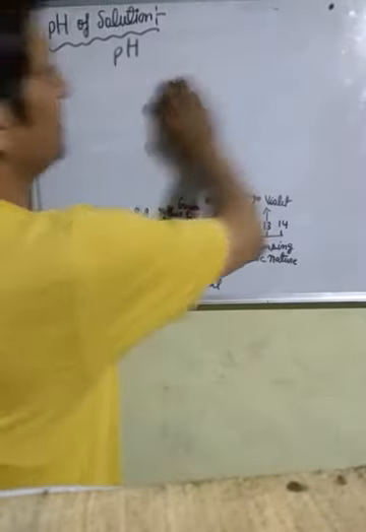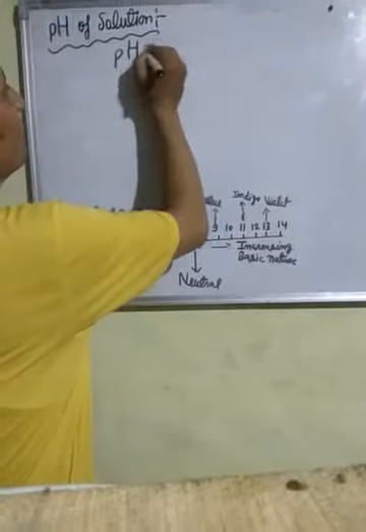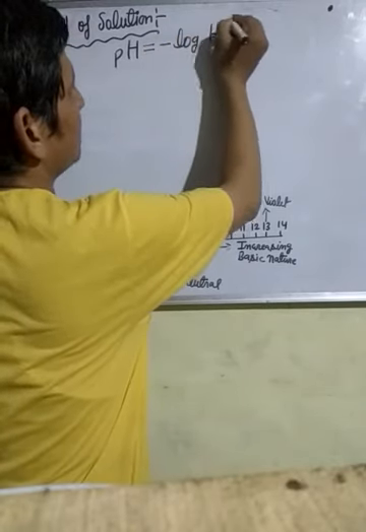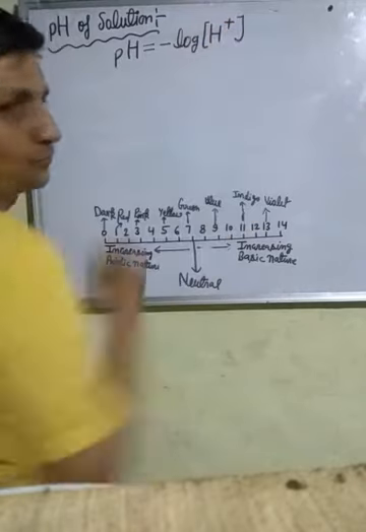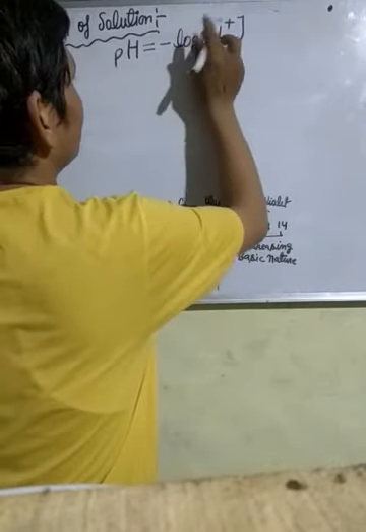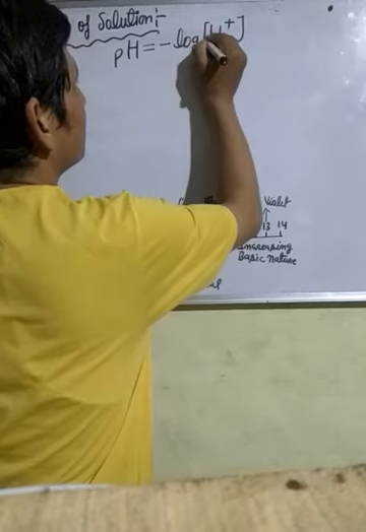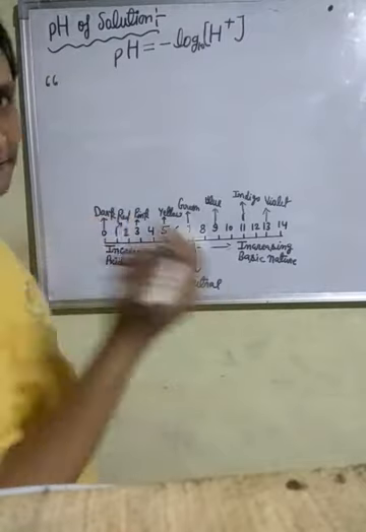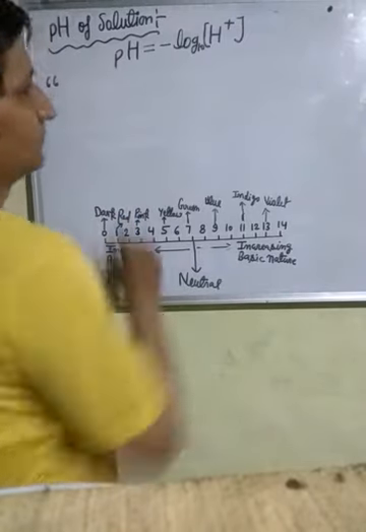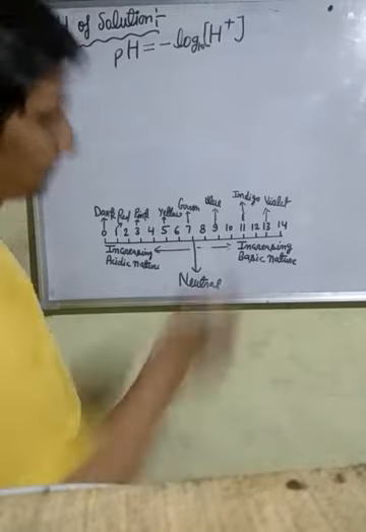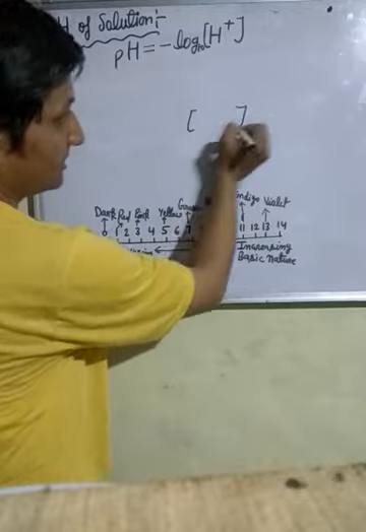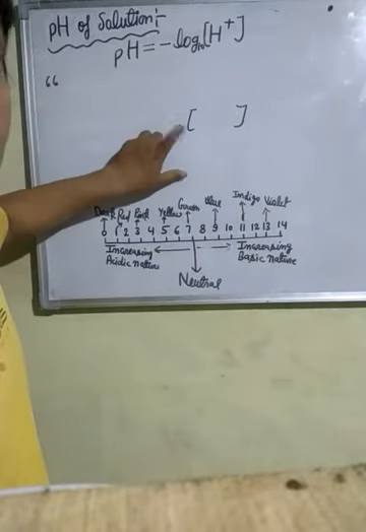After this, the pH of a solution. pH is equal to minus log hydrogen ion concentration, and the base we can take here is 10. So we can say the definition: it is the negative logarithm to the base 10. This bracket is called concentration. You have to know this bracket is called concentration.